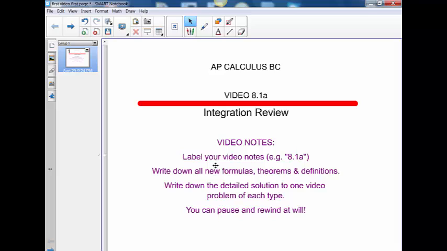You're going to have to label your video notes. In this case, it would be video notes for 8.1a. Write down all new formulas, theorems, and definitions. Write down the detailed solution to one video problem of each different type. And of course, you can pause and rewind at will. You're going to want these to be very complete notes, both to earn full credit and because that's all you're going to have at your disposal to use when you're doing the problem sets and the quick polls.